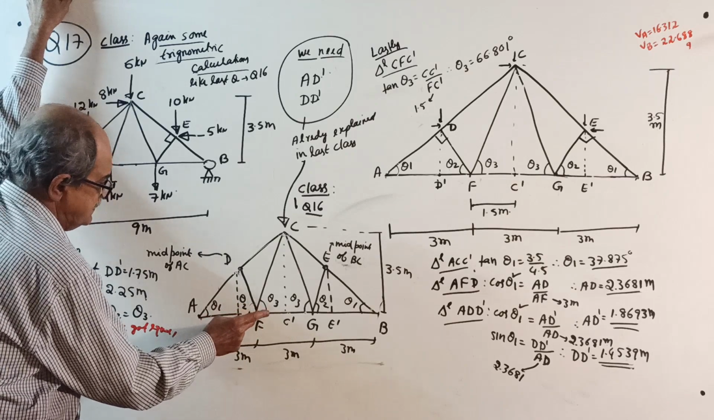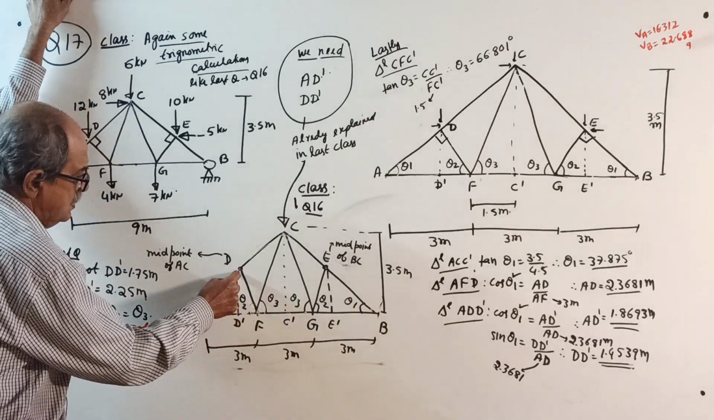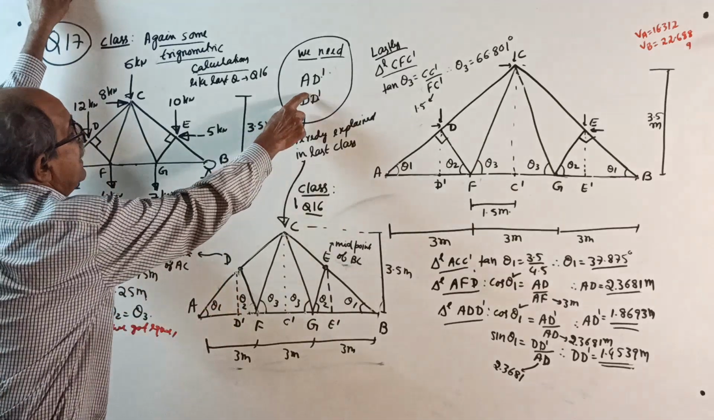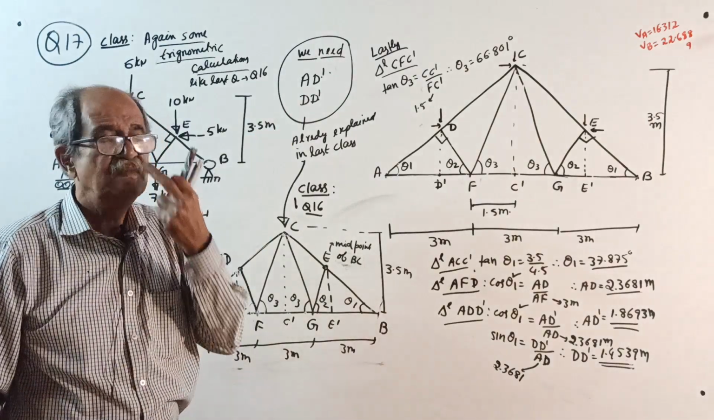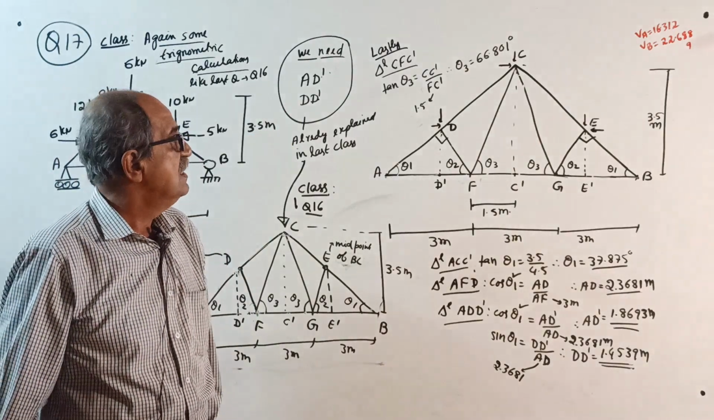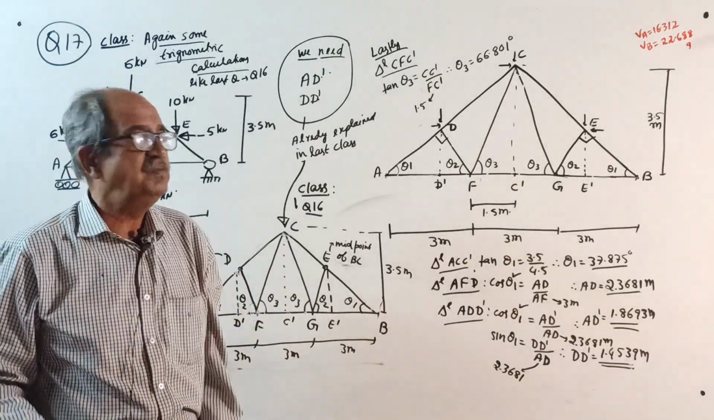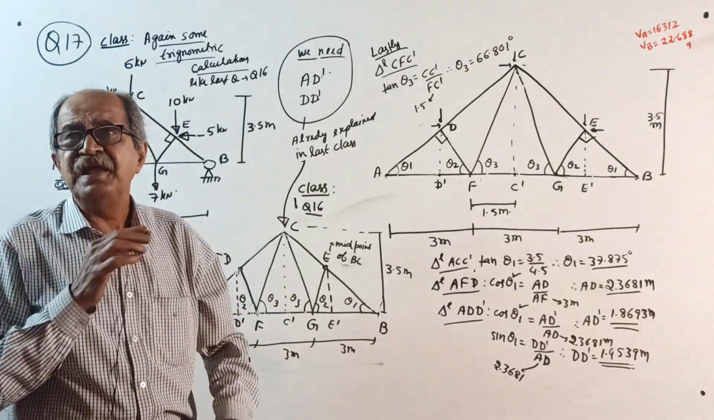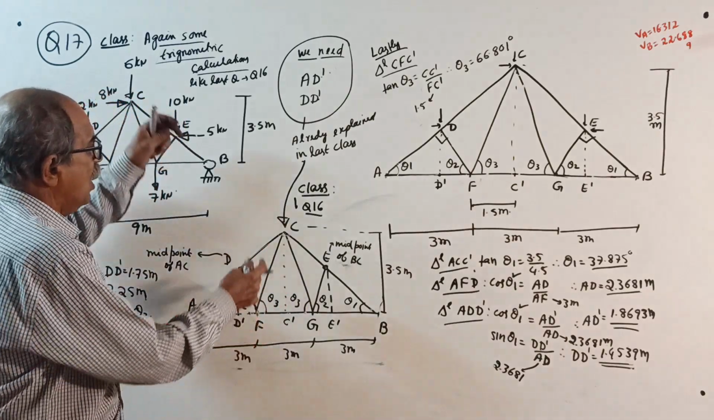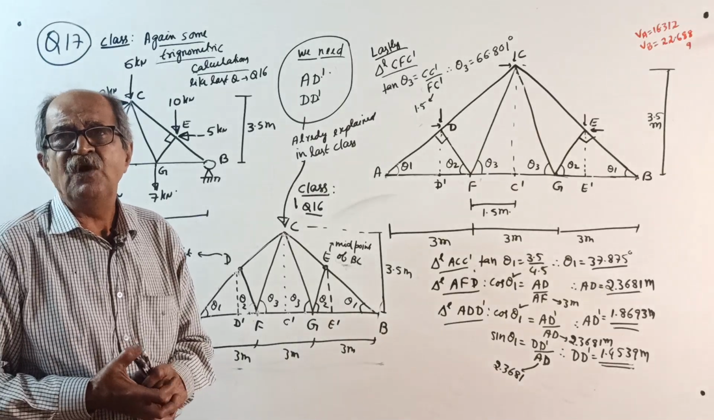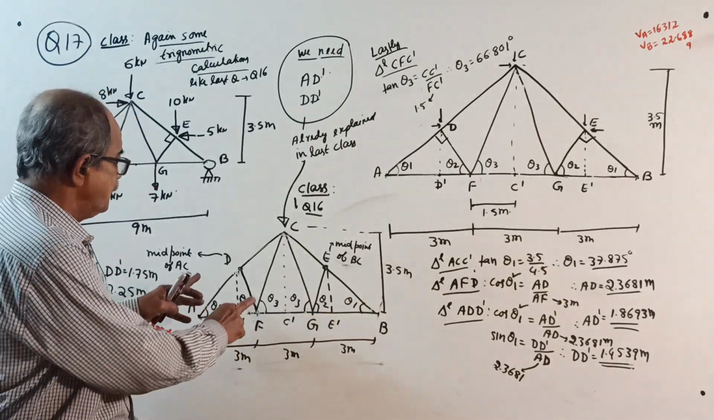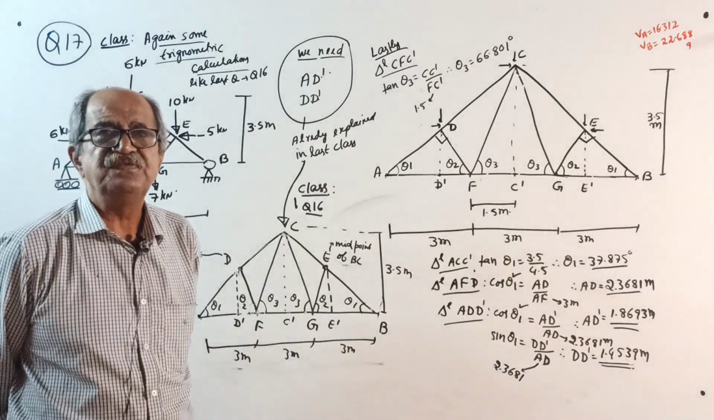You got this distance. Then tan theta equals this DD dash, already calculated, divided by that one. That's how you got theta 2. But last time I told you something: if I am writing the examination, I will not do any of this calculation. I will use my mathematical concept. But you do it like this only.